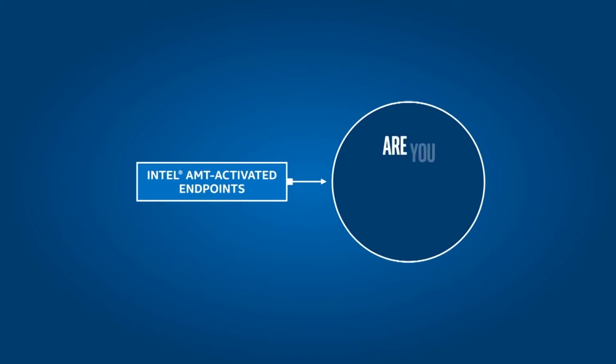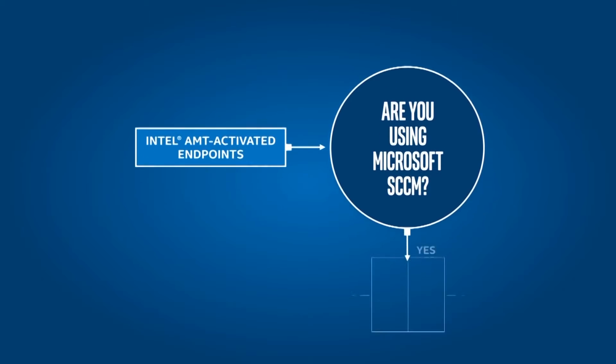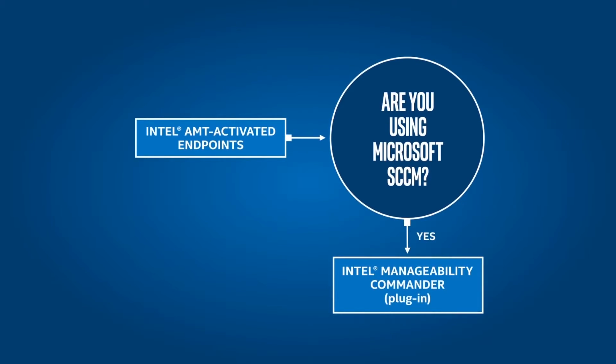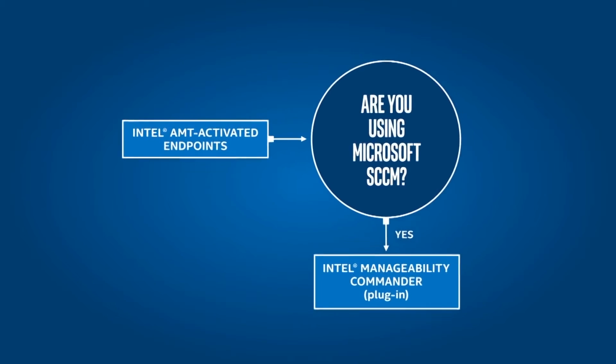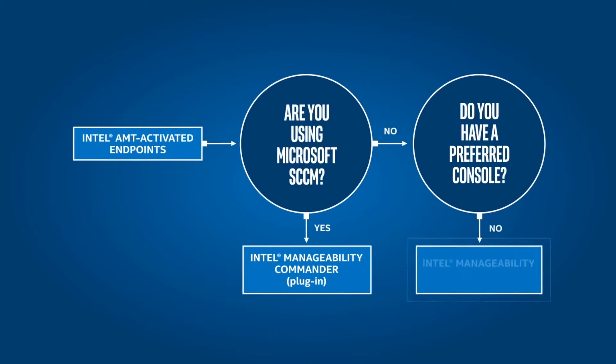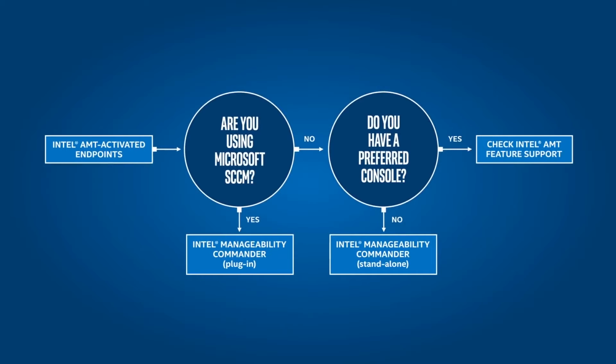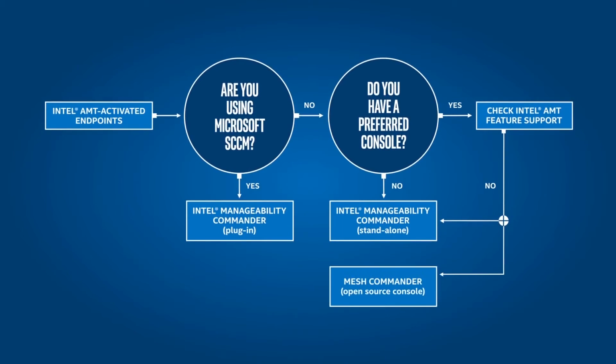If you are using Microsoft System Center Configuration Manager, the free Intel Manageability Commander plugin is a great solution for executing out-of-band remote management use cases. If you do not have a preferred console, Intel Manageability Commander can also function as a standalone tool. Otherwise, you must check for AMT feature support with your current management software vendor. In the case AMT features are not supported by your current vendor, Intel Manageability Commander remains an option, as well as the Mesh Commander open source console, which some software vendors have also integrated into their respective products.